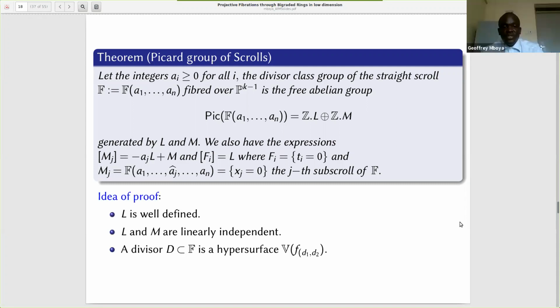We can prove this by showing L is well defined, L and M are linearly independent, and also it is a non-trivial fact that all the codimension 1 subvarieties in this scroll are hypersurfaces of bidegree (d1, d2). So someone needs to show the existence of such an F.